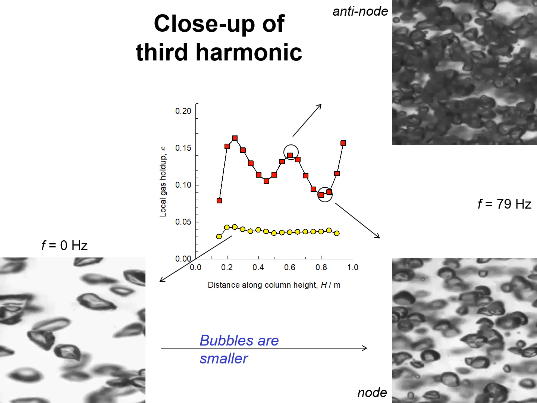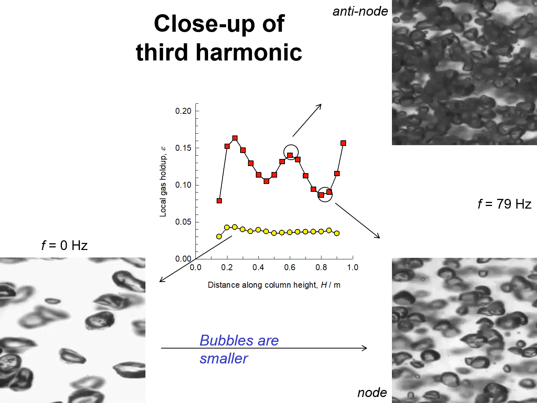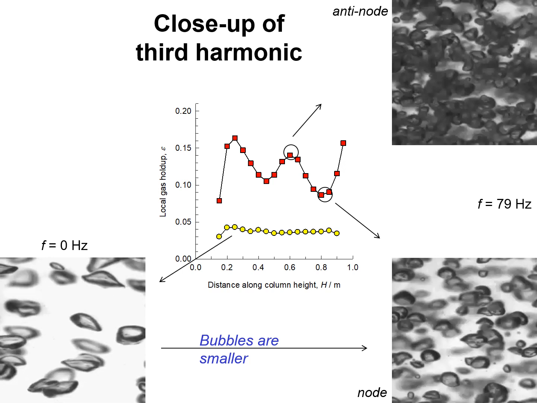We compare both of these antinodes and nodes with an unvibrated column, shown on the left. We see the unvibrated column has significantly larger sized bubbles, and the gas holdup is significantly lower.